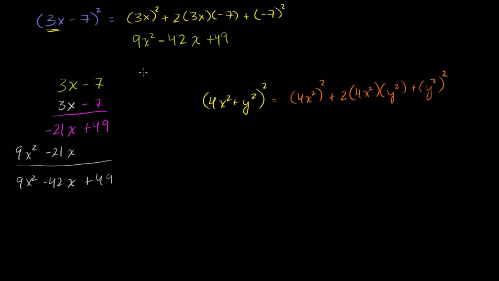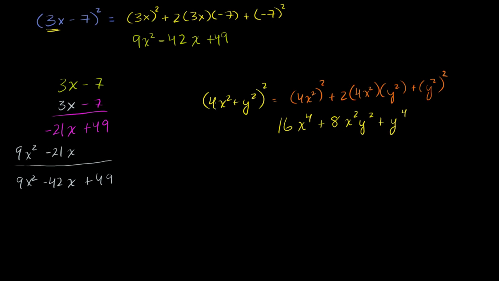And what's this going to be equal to? This is going to be equal to 16, right? 4 squared is 16. x squared squared, that's 2 times 2, so that's x to the 4th power. And then plus 2 times 4 times 1, that's 8x squared y squared. And then y squared squared is y to the 4th.